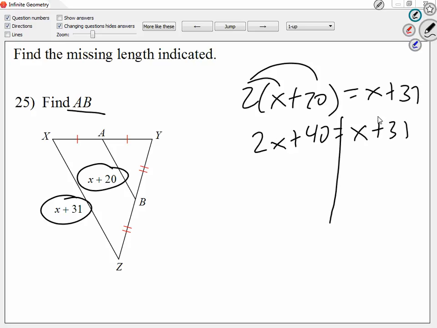Alright, so solving for x, my x on the right, I'm going to cancel it out. So I'm going to bring it as a negative x on the left. My positive 40 on the left, let me bring it as a negative 40 on the right. Remember, you have to switch the signs. How much is 2x minus x? X equals negative 9. Okay. We solved for x. Now I go back to the question. AB is x plus 20. We know the value of x. How big is AB? How much is x plus 20? 11.